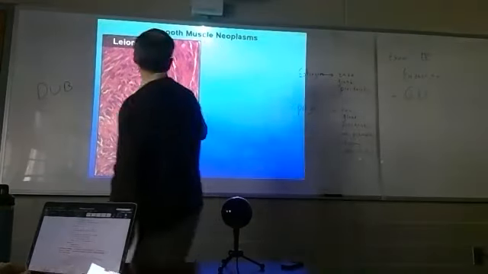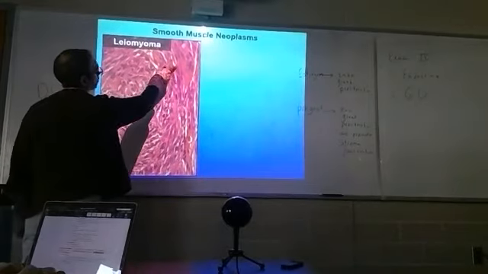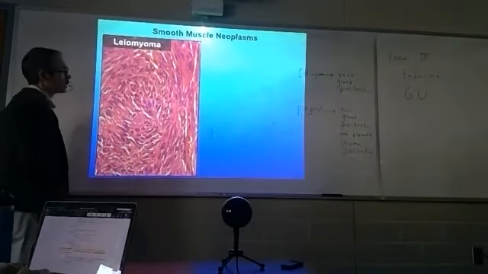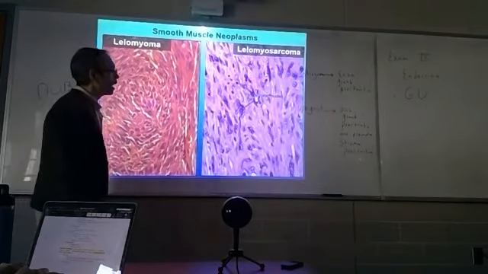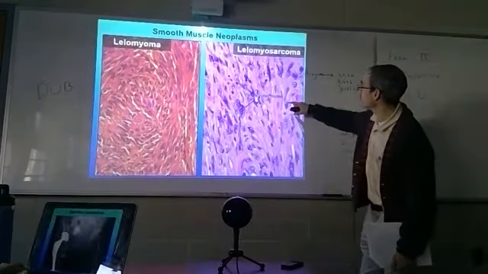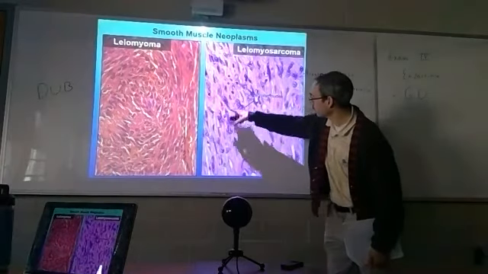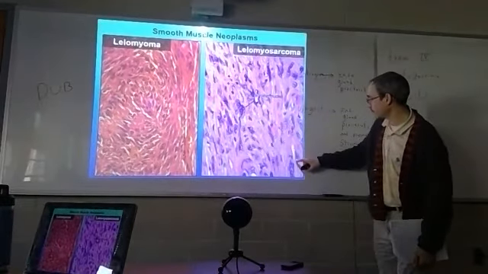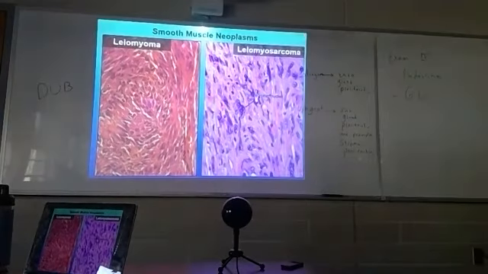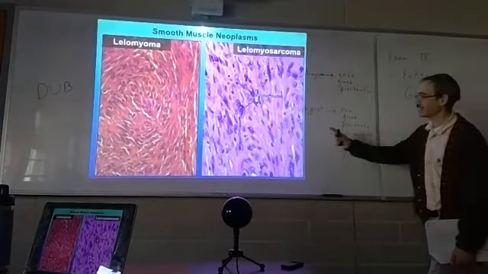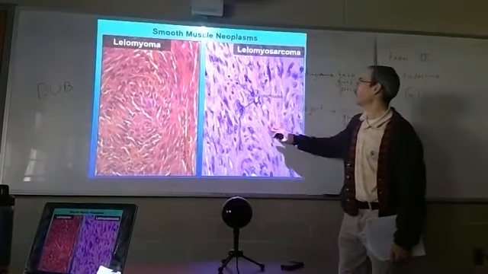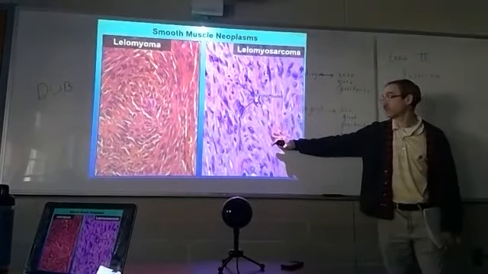Leiomyoma: very well differentiated smooth muscle cells, nucleus, spindle-shaped cell. Everything looks like a normal smooth muscle cell. But the cells of the leiomyosarcoma, while some of them might look like normal smooth muscle cells, most of them don't. Most of them look very odd. They're very poorly differentiated smooth muscle cells. And of course, that's a tip-off that this is malignant. Leiomyoma is well differentiated. Leiomyosarcoma is generally very poorly differentiated.